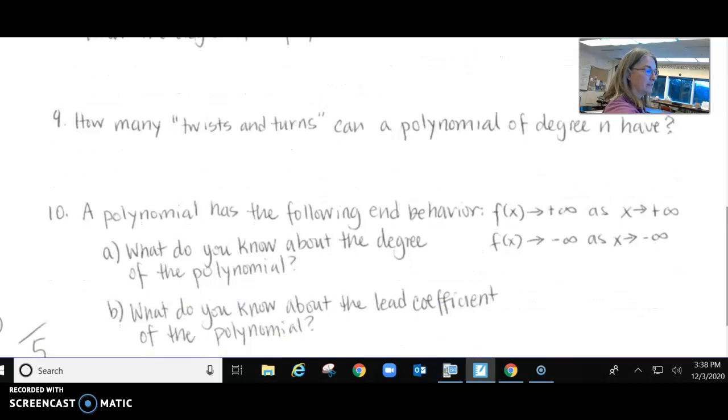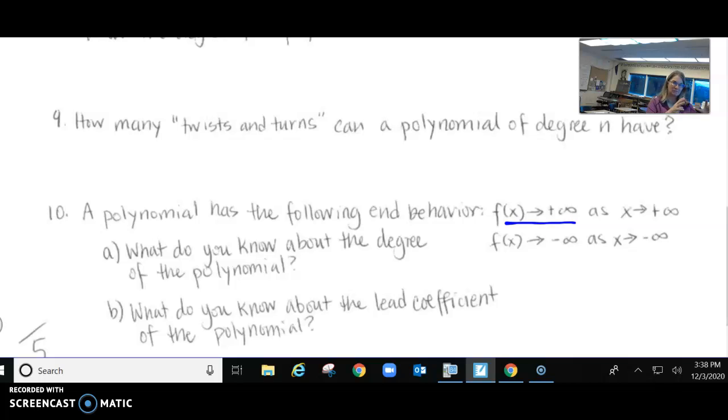And then the last question: a polynomial has the following end behavior. This is telling you that f of x, the y coordinates, are going to infinity when x goes to infinity, and to negative infinity as x goes to negative infinity. So they're going in opposite directions. Think about what that means. And if they're going in those directions, what do you know about the lead coefficient of the polynomial?